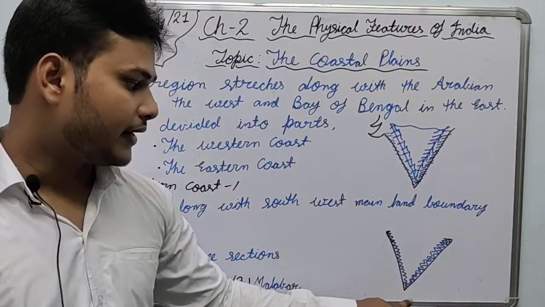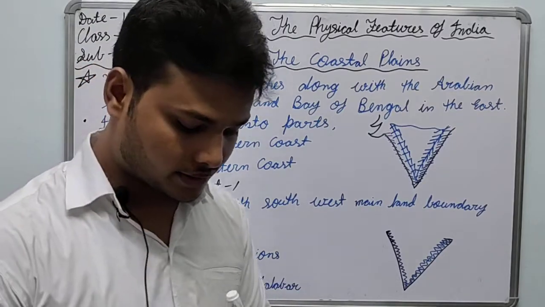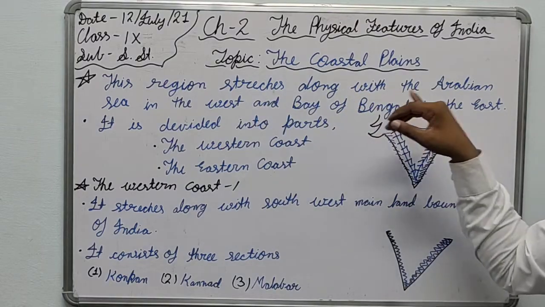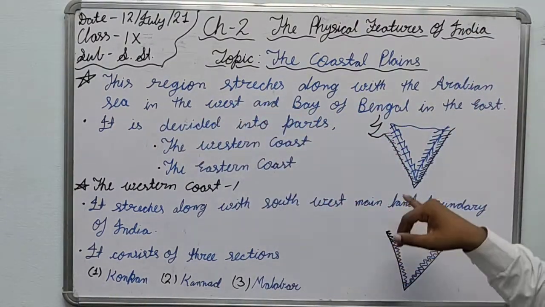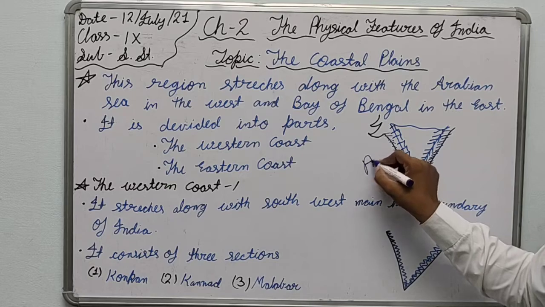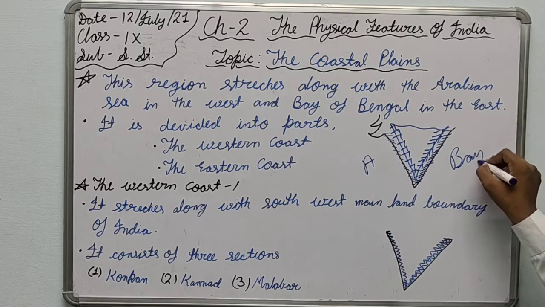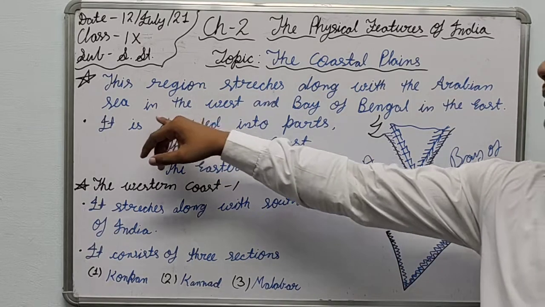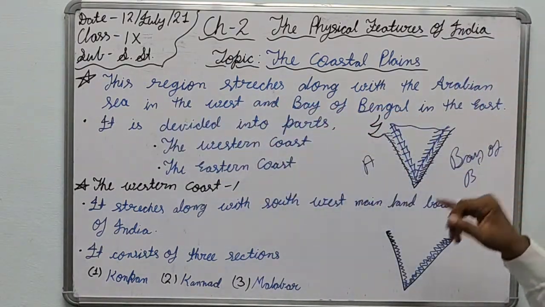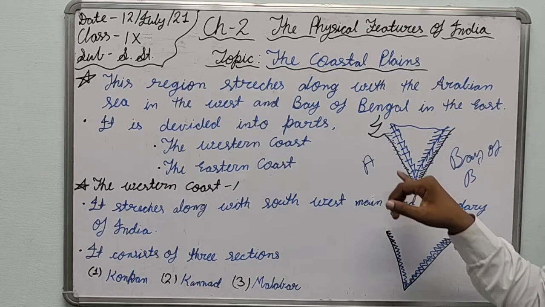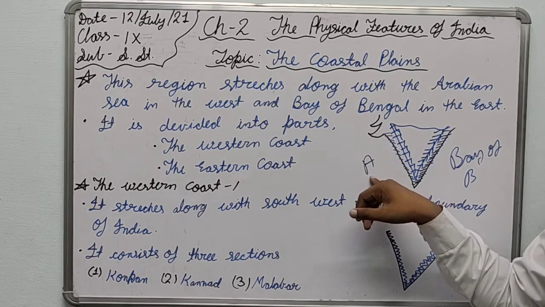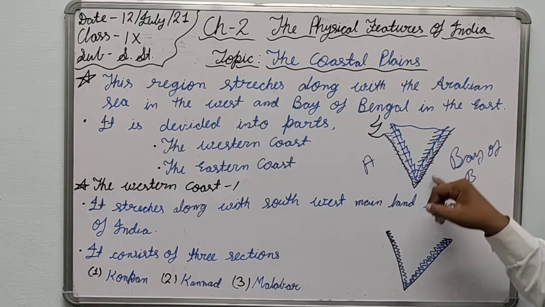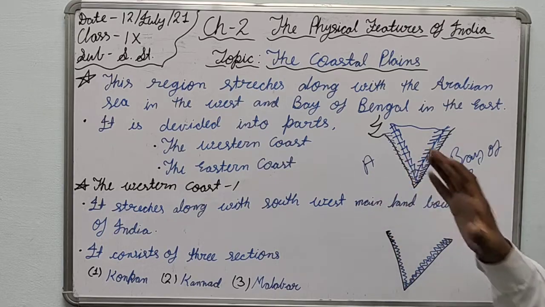Okay, this eastern part is wider than the western part. Fine. So now let's discuss. First point: this region stretches along the Arabian Sea in the west and the Bay of Bengal in the east. As you know, here is the Arabian Sea and here is the Bay of Bengal, BOB. So this region stretches along the southwest and southeast boundary of India, with the Bay of Bengal and the Arabian Sea.